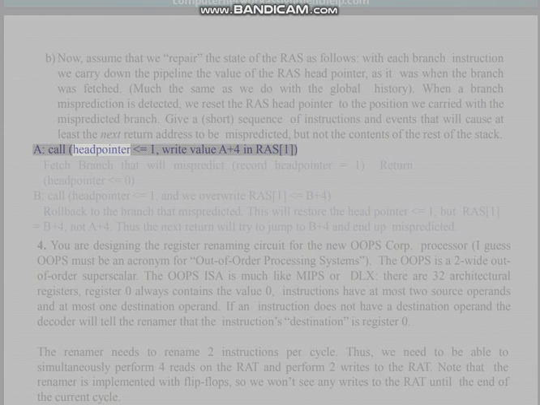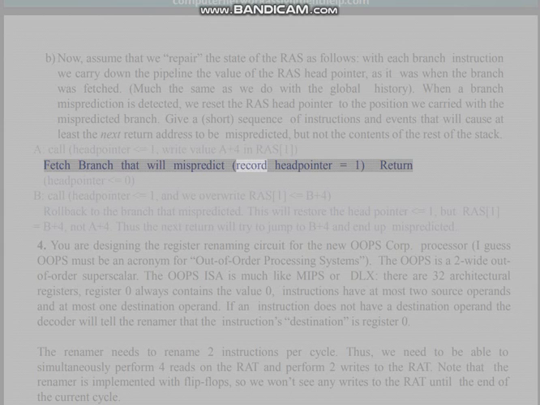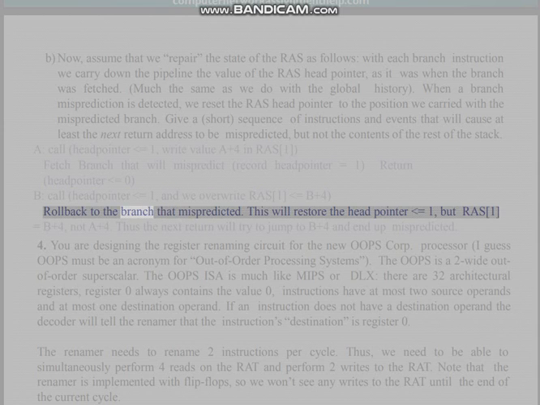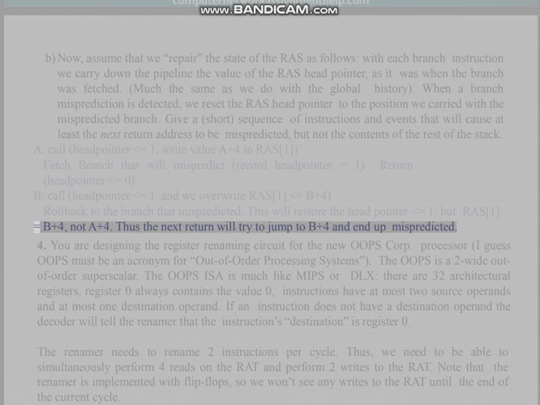A. Call, head pointer equals 1, write value A plus 4 in RAS[1], fetch branch that will mispredict, record head pointer equals 1, return, head pointer equals 0, B. Call, head pointer equals 1, and we overwrite RAS[1] equals B plus 4, roll back to the branch that mispredicted. This will restore the head pointer equals 1, but RAS[1] equals B plus 4, not A plus 4. Thus the next return will try to jump to B plus 4 and end up mispredicted.